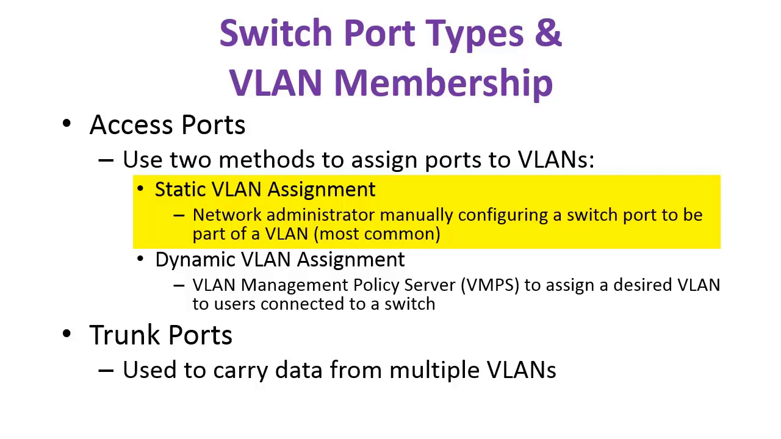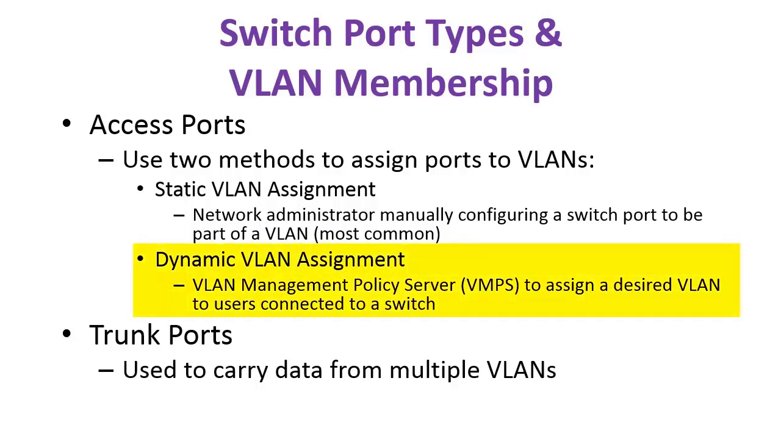The network administrator is programming the port to say, you are going to be an access port and you're going to be associated with this specific VLAN. Now, you can do this dynamically, and this is not as popular, but there is something called a VLAN management policy server, which can assign a desired VLAN to users connecting to a switch. We don't need to get much deeper than that for your exam, but you do need to know these two methods.